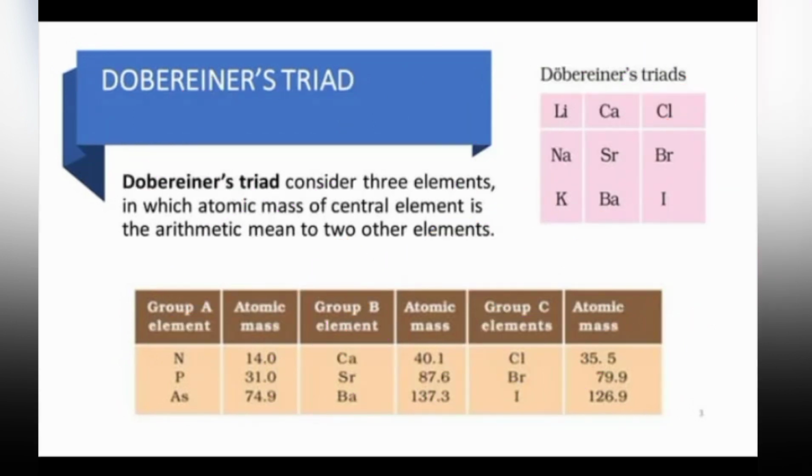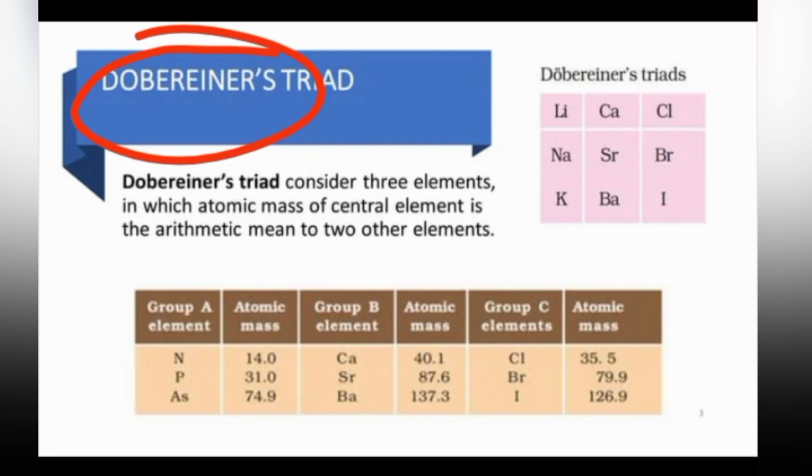This was his establishment, a relationship that his study established: the three elements of a particular triad had similar chemical properties. In fact, this person called Dobereiner was the first scientist to show the clear relationship between the properties of an element and its atomic mass. He was the person who brought the assumption made by William Prout, that classification can occur on the basis of atomic mass, into practicality. He was the first scientist to prove the point of William Prout.